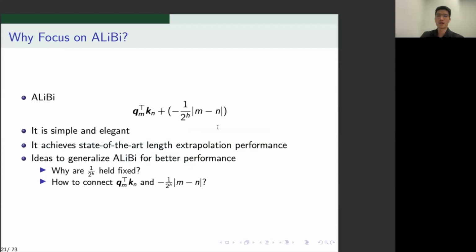And now the question is, why focus on Alibi? First, it is pretty simple and elegant compared to the previous formulation. And it also achieved the state-of-the-art length extrapolation performance back at that time. And we started to wonder, are there any ideas that we could generalize Alibi for even better performance? For example, why does it have to use this 1/2 to the h power as its fixed coefficient? Is there anything special about this set of coefficients? And also, how do we connect the first and the second term? Because the first term is an inner product, and this term encodes the idea of distance. So can we try to combine them together?